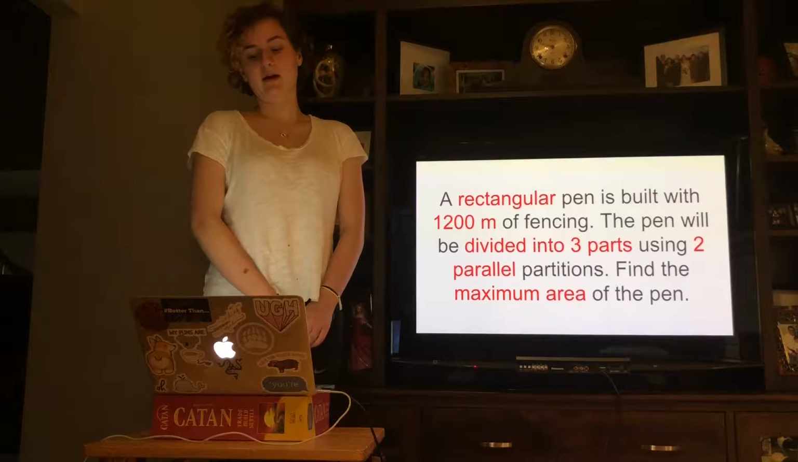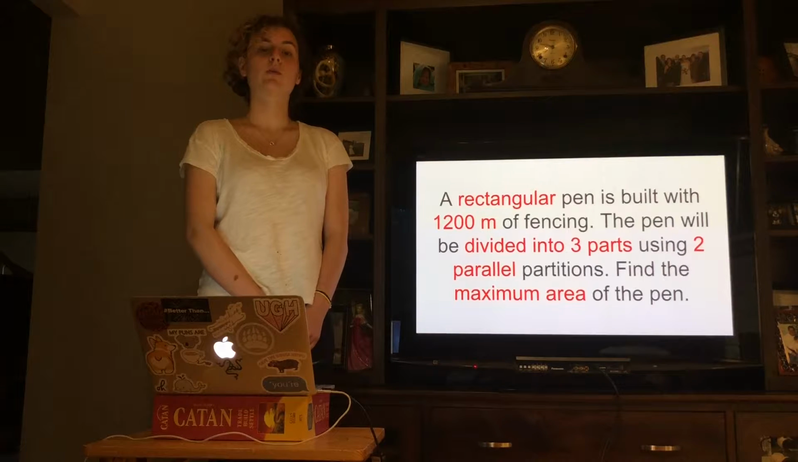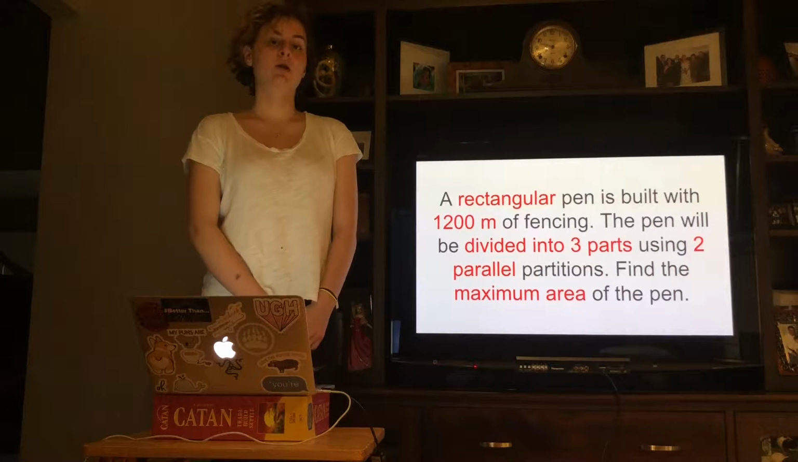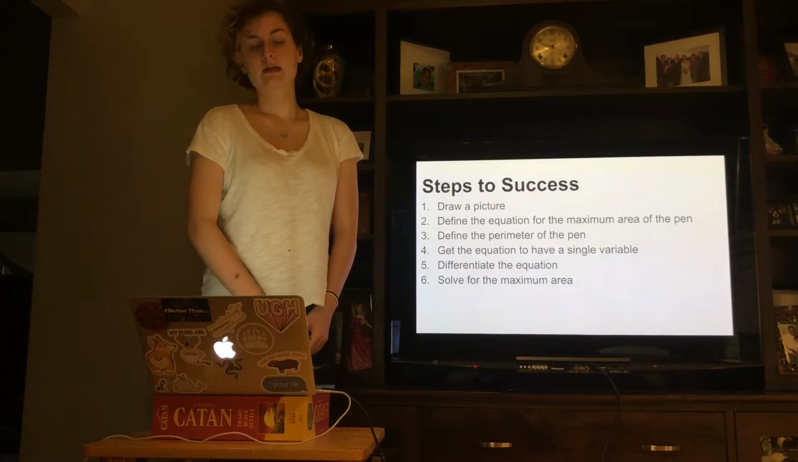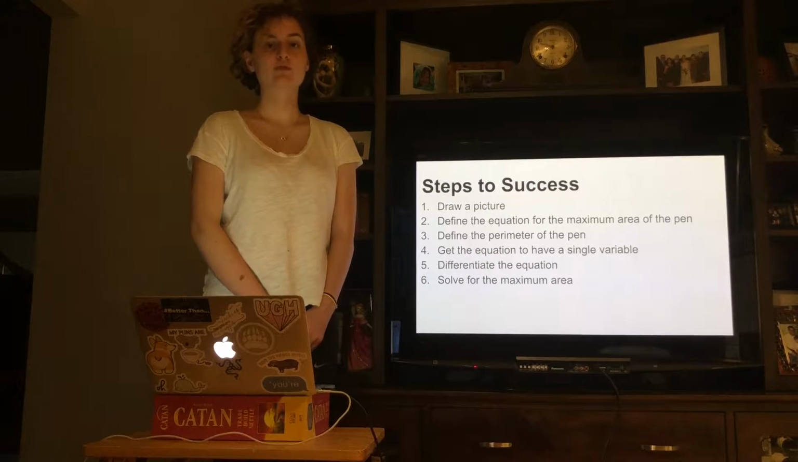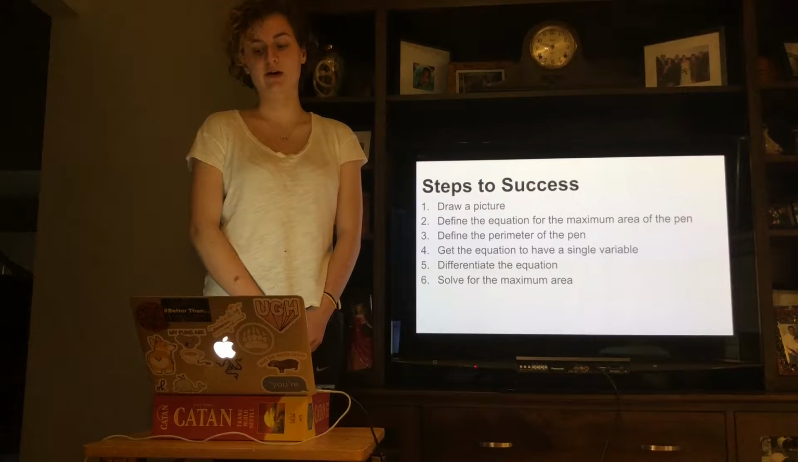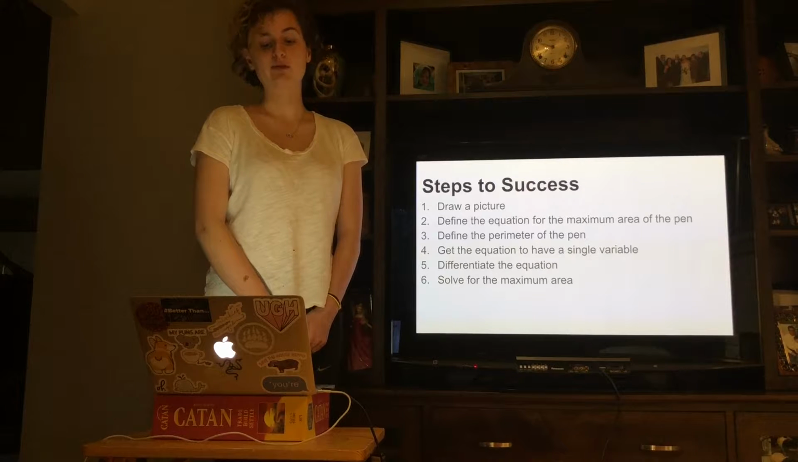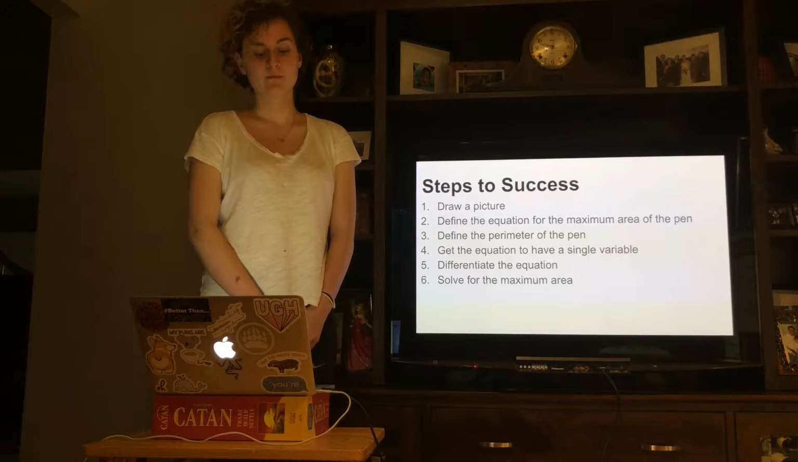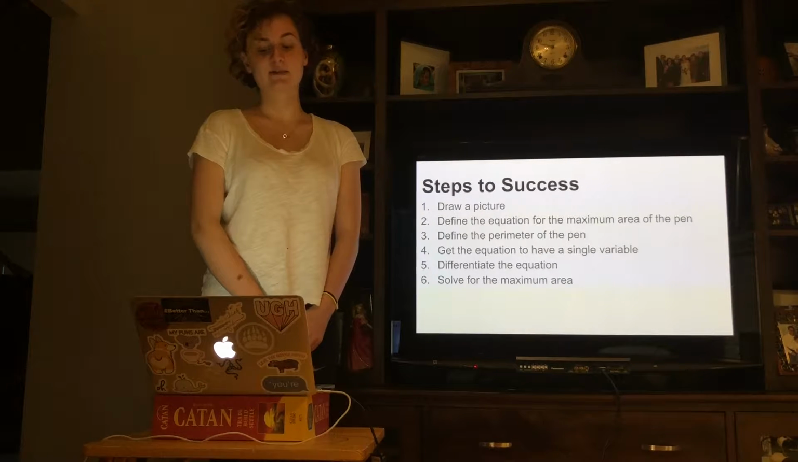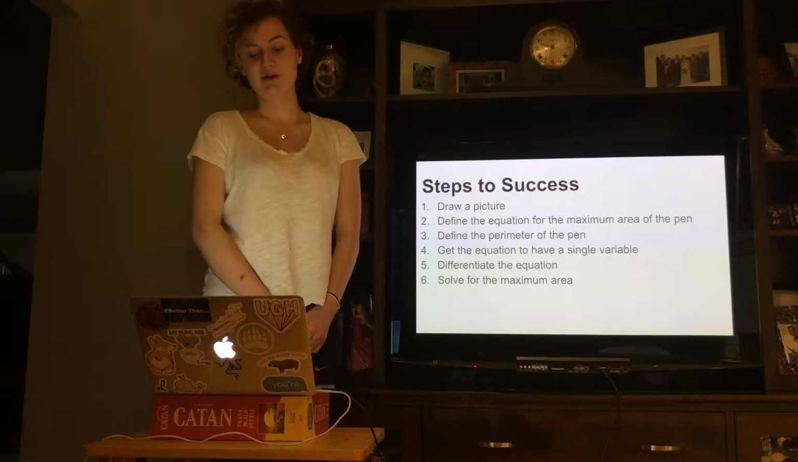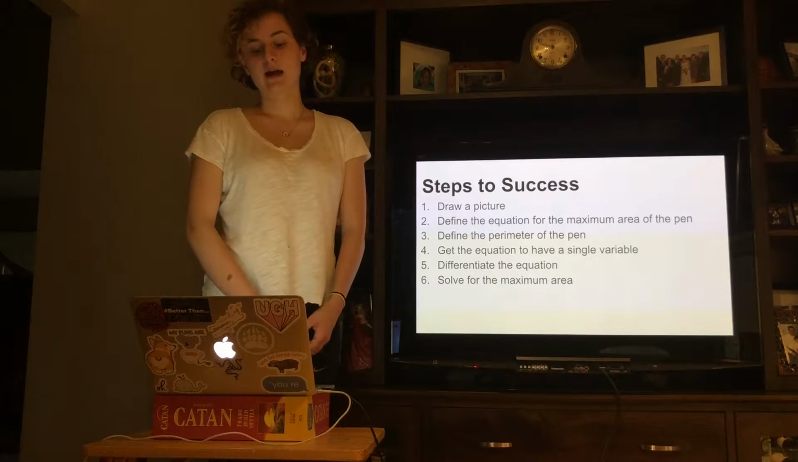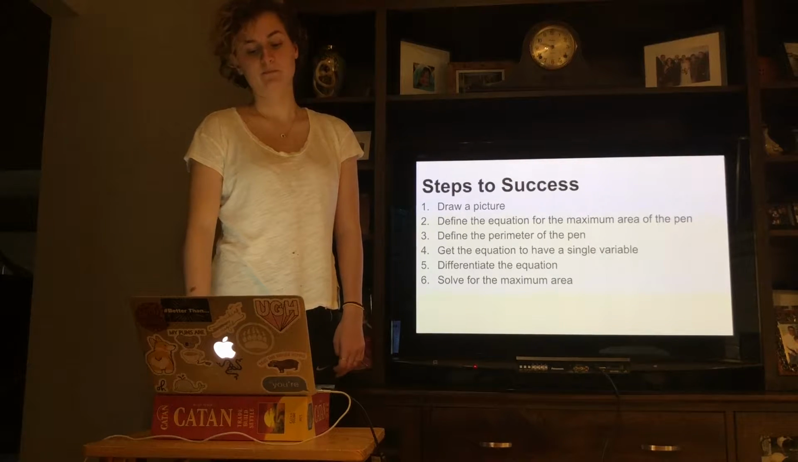Find the maximum area of the pen. This tells us what we are looking for in the end of our question, which is the maximum area. Steps to success. First, I will draw a picture. Second, I will define the equation for maximum area of the pen. Third, I will define the perimeter of the pen. Fourth, I will get the equation to have a single variable. Fifth, differentiate this equation, and then using that, I will solve for maximum area.